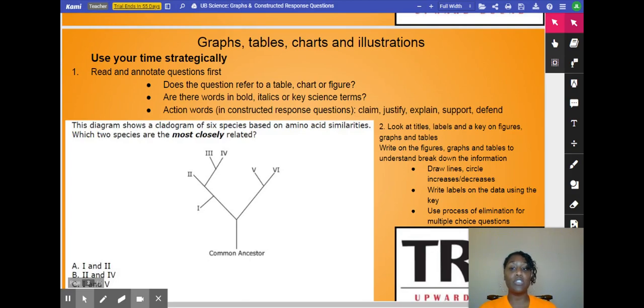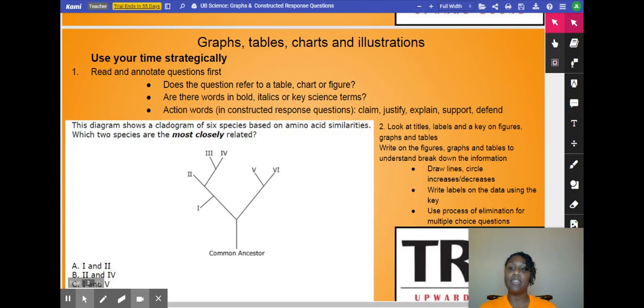You're going to look at the question as it's presented to you, and look for key science terms or any words that stand out. These words will be bold printed or in italics, or sometimes even underlined. You're also going to look for action words such as claim, justify, explain, support, or defend. So let's look at this question.